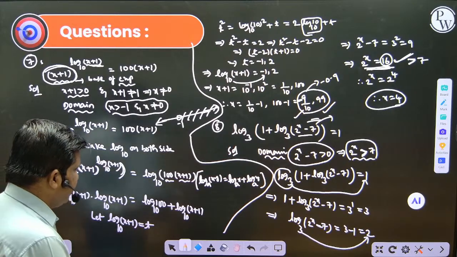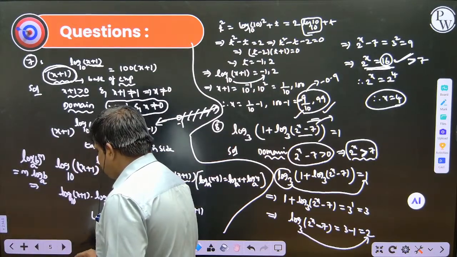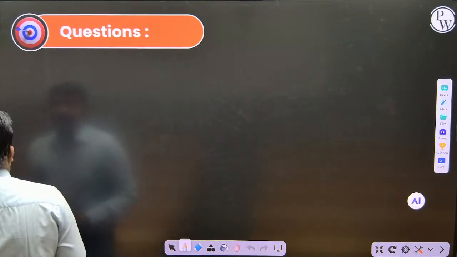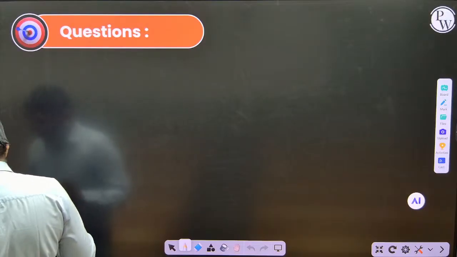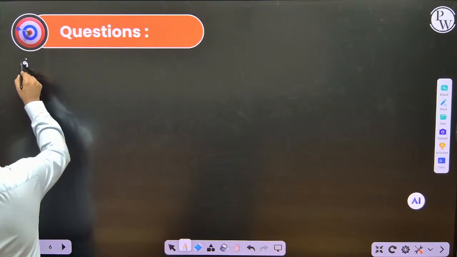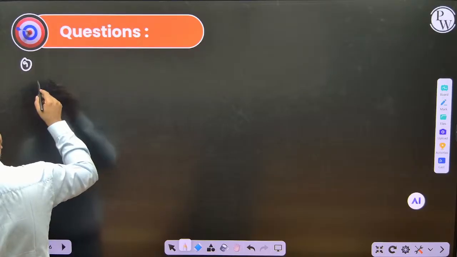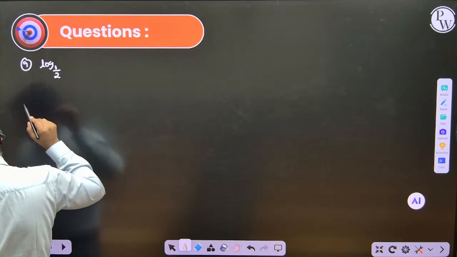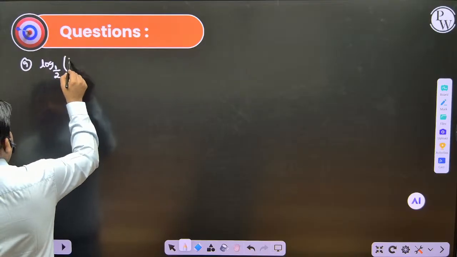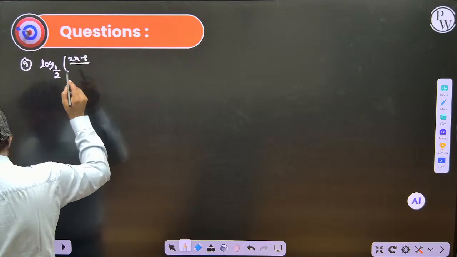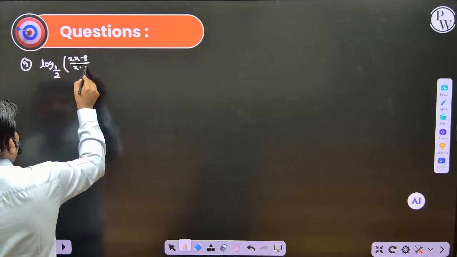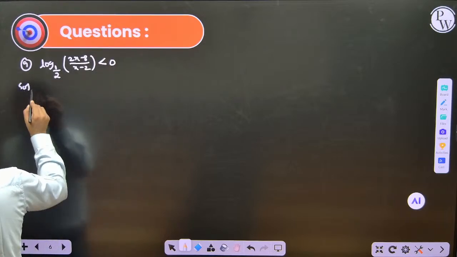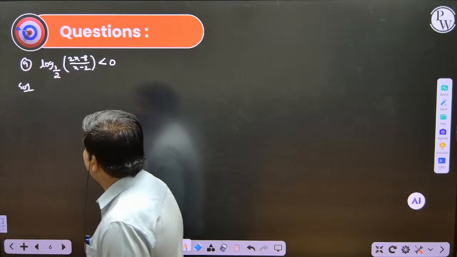Next, look at here. Question number 9, you look at here. Question number 9 is log base 1/2 of (2x minus 8) by (x minus 2) less than 0. This is the inequality, or not?